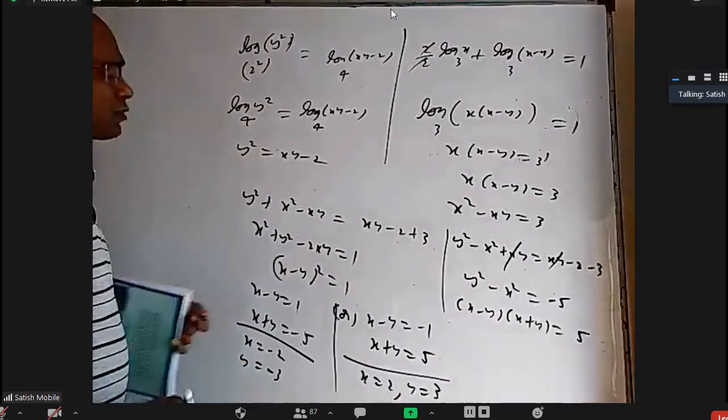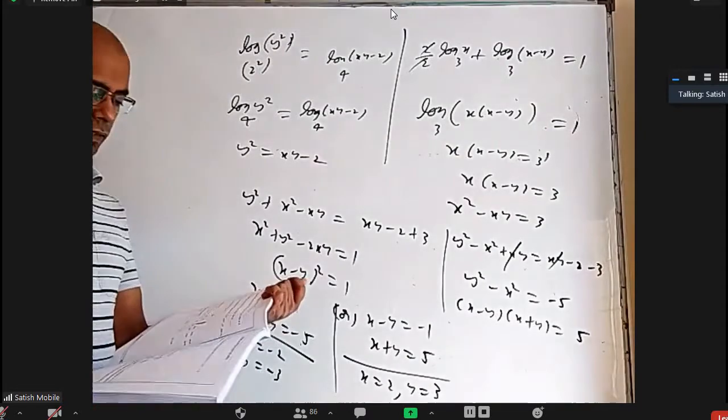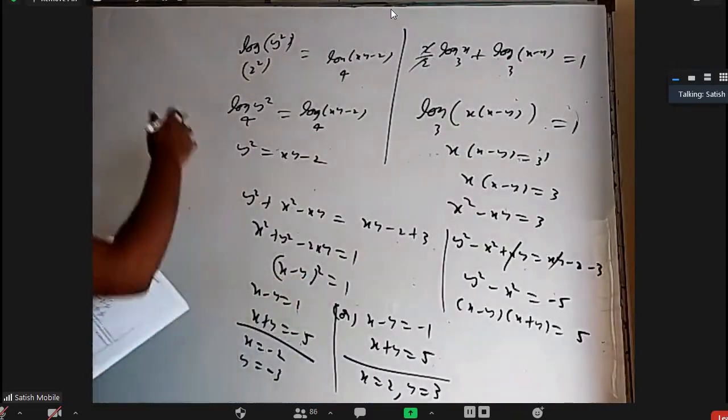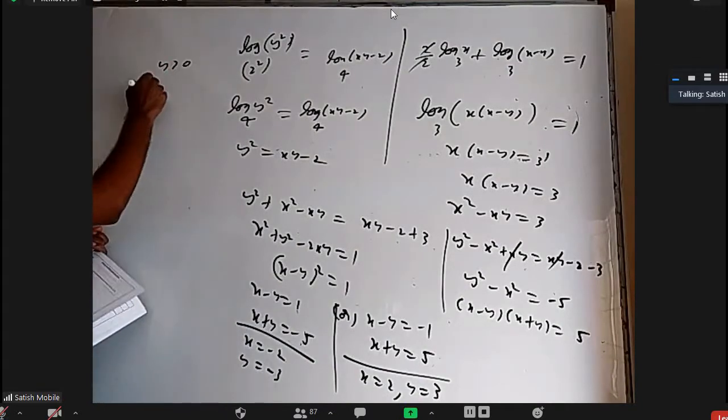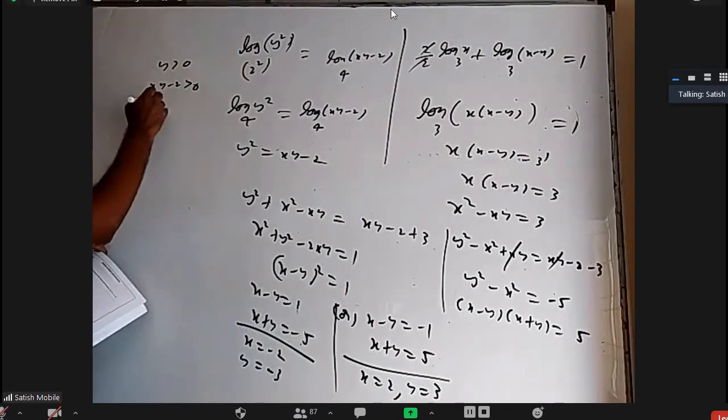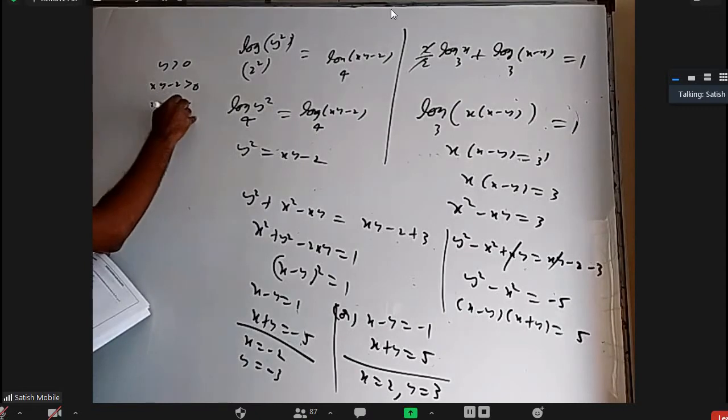You cannot take negatives because somewhere we have log y. X should be positive, according to the question, y should be positive. Xy minus 2 should be positive. X minus y should be positive.